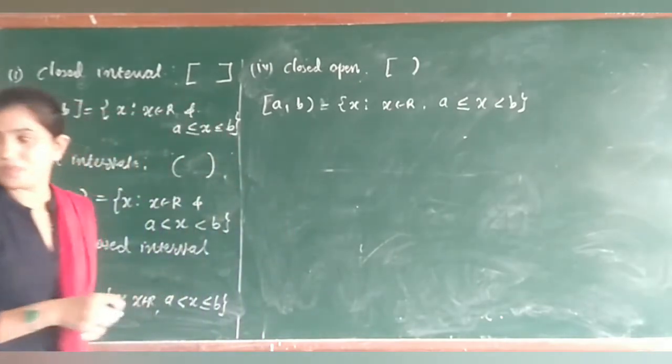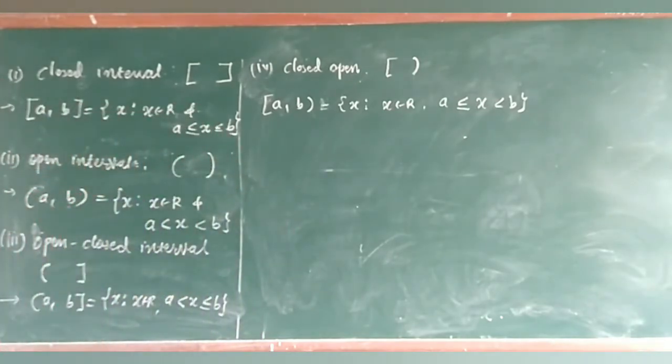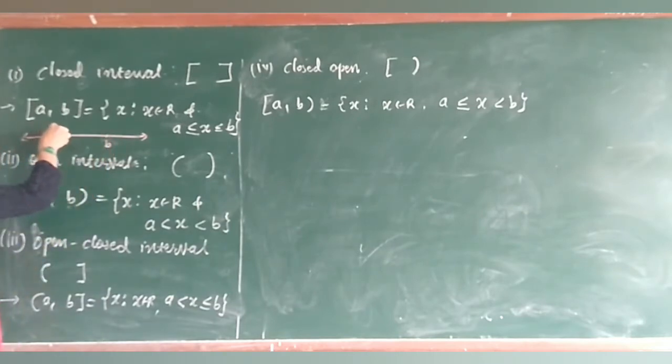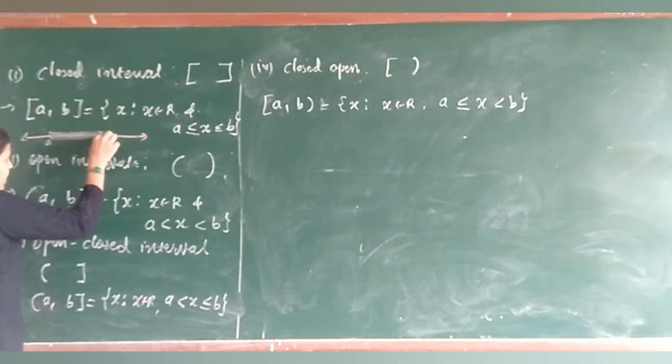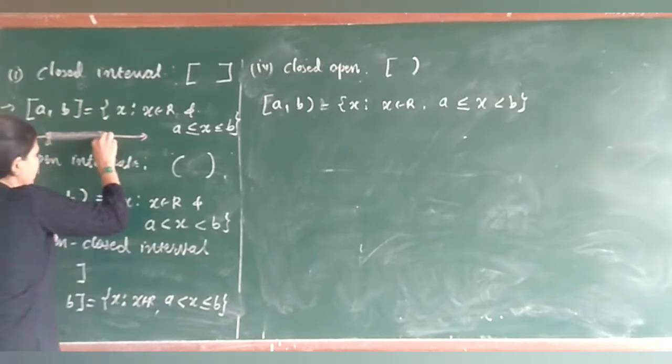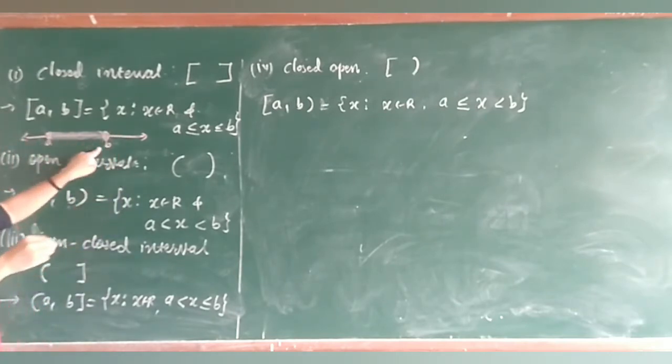Now if we want to write this on the number line, how will we write it? Open interval and closed interval. So this is your number line, this is A and this is the element B. What about A and B? So this is included. That means we will make a circle here and fill it completely. Okay, so this is the interval AB.